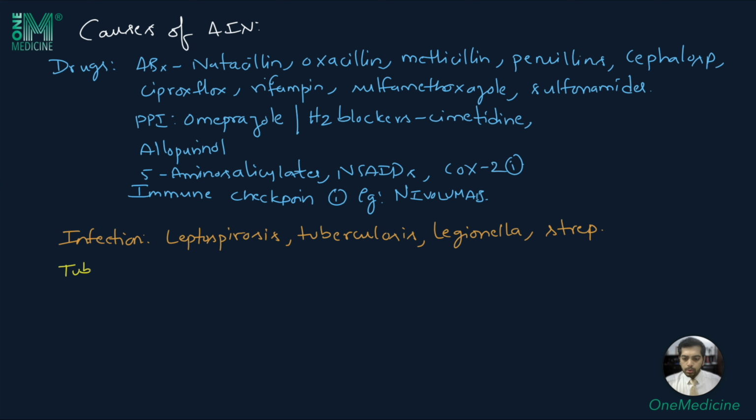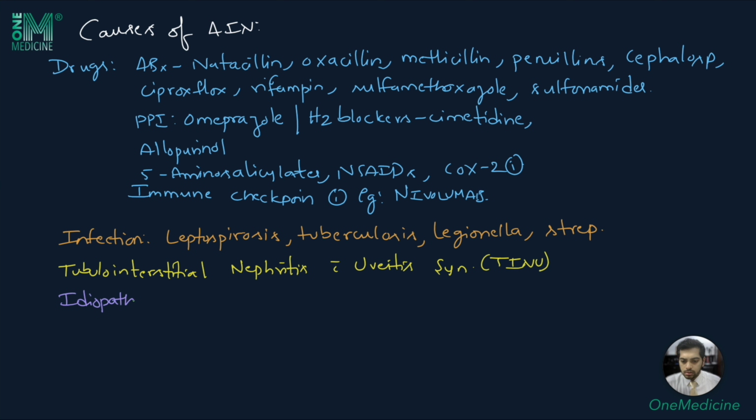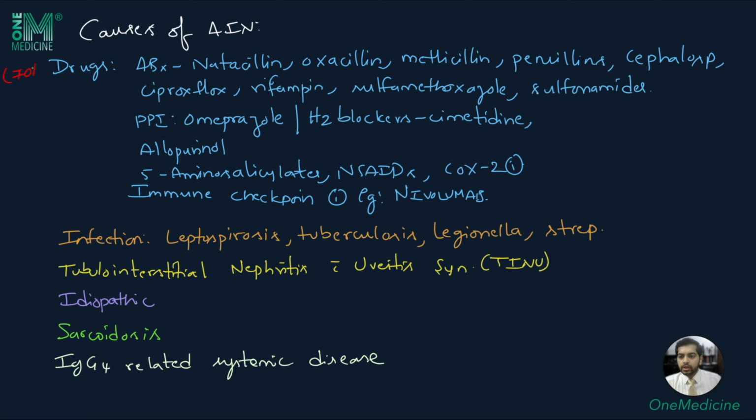Other causes include tubulointerstitial nephritis with uveitis syndrome, written as TINU in short. Then there are idiopathic causes, sarcoidosis, and even rarely IgG4 related systemic disease. Drugs account for up to 70% of the cases. Infections cause around 16% of the cases. TINU accounts for up to 5% of the cases. Idiopathic cases are approximately 8%, sarcoidosis contributes to 1% of the cases, and IgG4 related is quite rare.